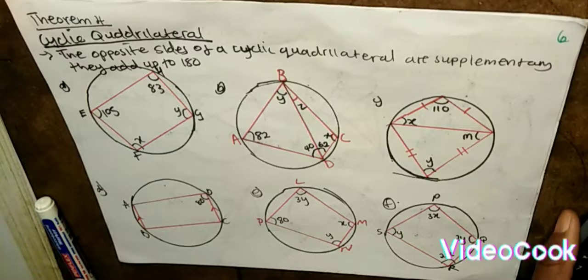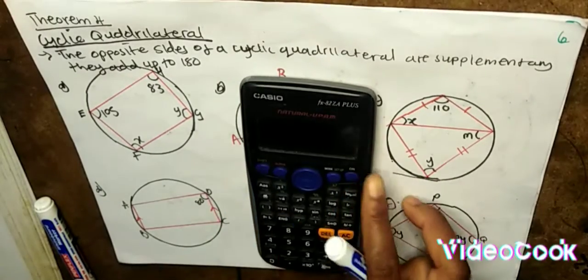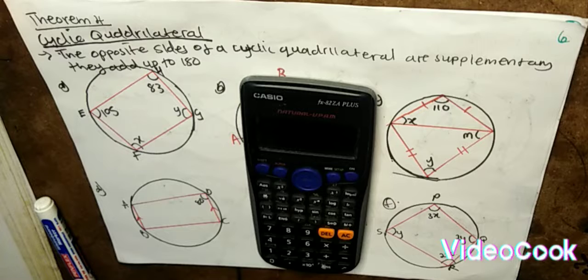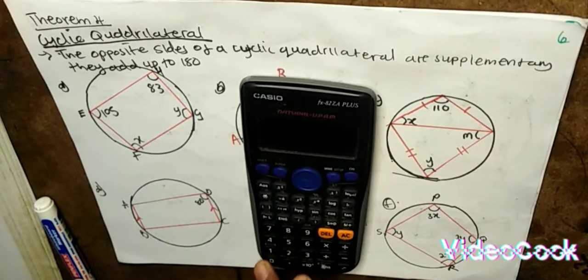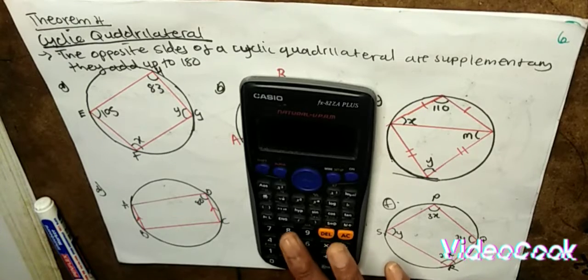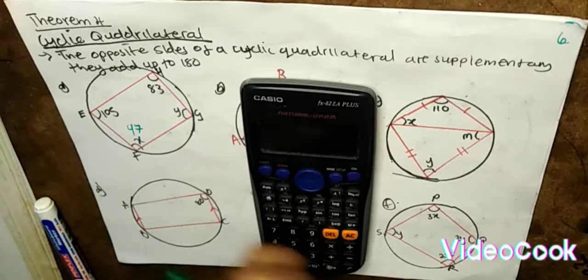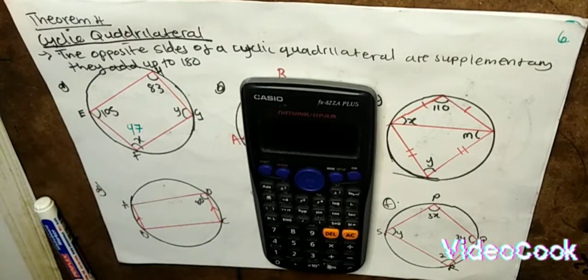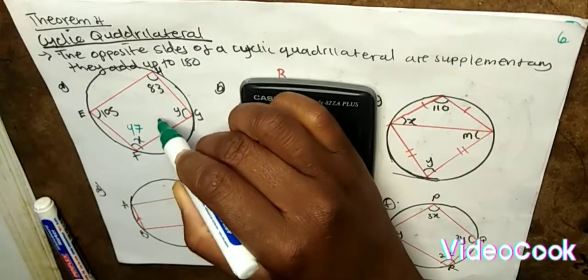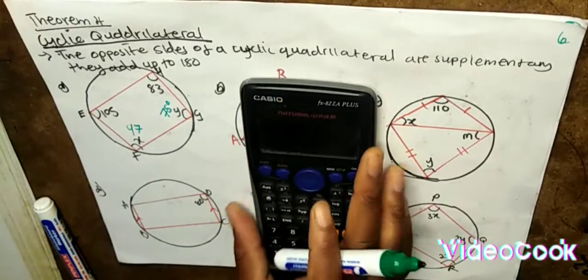So with that being said, on the first question there, guys, they want us to find the value for x and the value for y. Already they have told us that the opposite angles of a cyclic quad are supplementary, meaning they add up to 180. So for us to get our x, we're simply going to say it's 180 minus 83 to get the value for x, which will be 97 in this case. What about the value for y? We'll simply say it's 180 minus 105 to get our value for y, which will be just 75 degrees there.